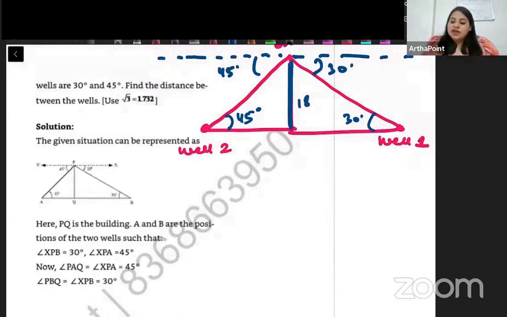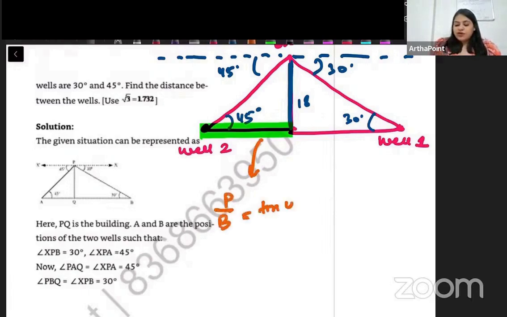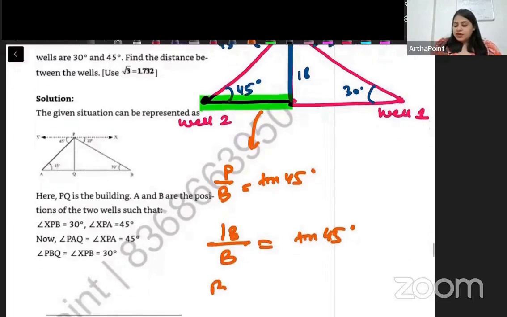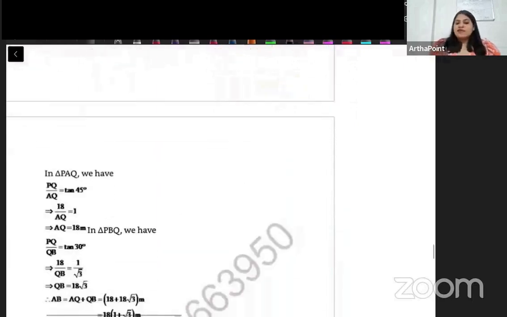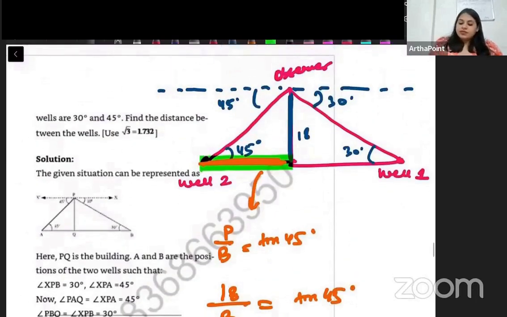Find the distance between the wells. Can you tell me what this will be, beta? Very simple. Perpendicular by base is tan 45. Perpendicular is 18, base I don't know. So the base will be 18 divided by tan 45. Is this clear? Tan 45 is 1, so 18 divided by 1 is 18. So this comes down to 18.